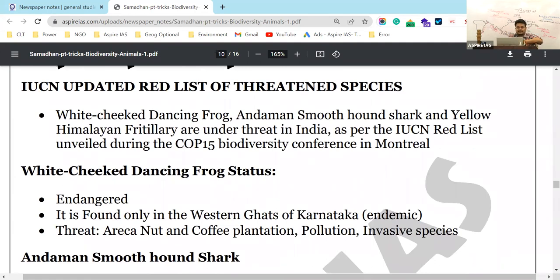IUCN updated Red List of threatened species. So ab IUCN ka aur padhenge under the COP15 Canada Montreal. Iske andar humne kuch cheeze pehle padhi chuke hain. White chick, dancing frog, Andaman smooth hound shark, yellow Himalayan, yaad aa raha hoga.